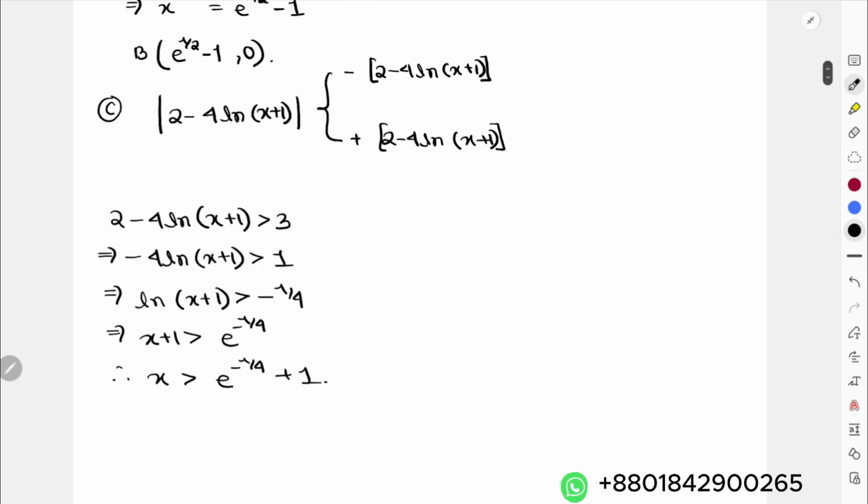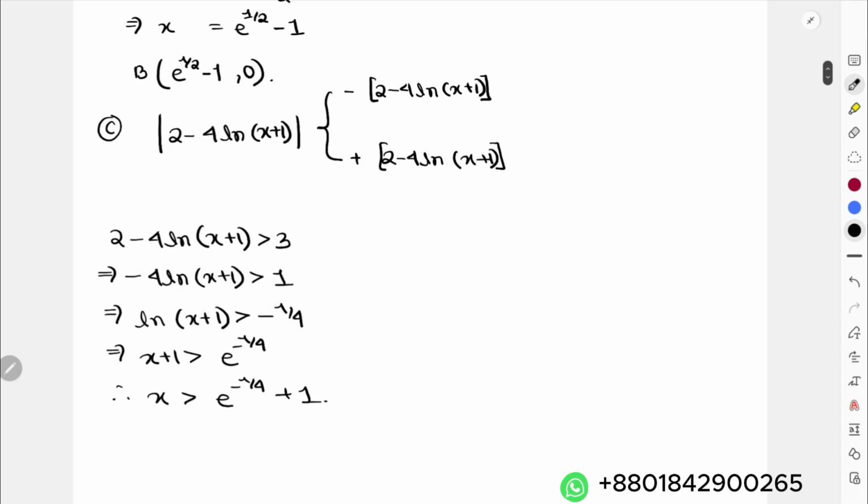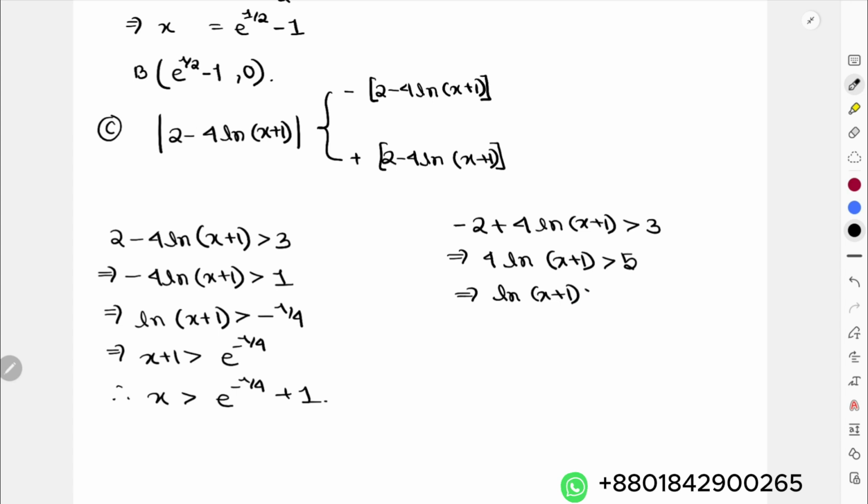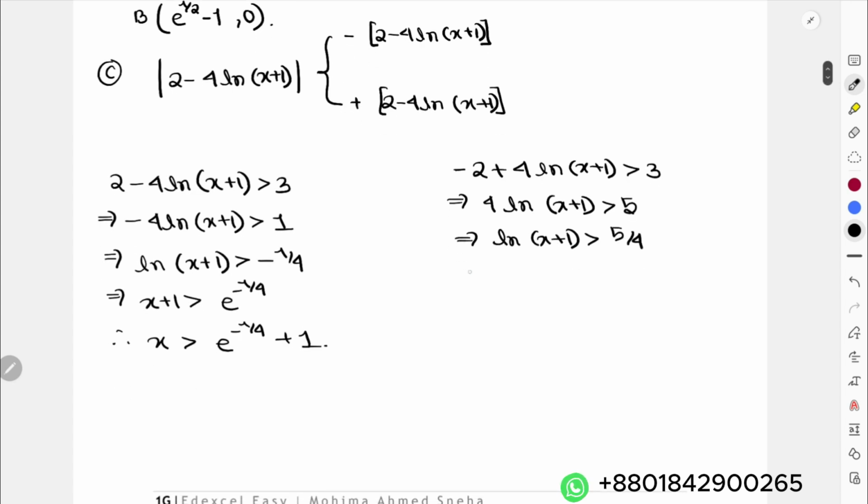Now after this you can write the equation similarly with the negative version, which is going to be minus 2 plus 4 ln(x plus 1) greater than 3. Take this 2 to the right hand side, it becomes 5. So 4 ln(x plus 1) greater than 5, and then ln(x plus 1) greater than 5 over 4, then x plus 1 greater than exponential 5 over 4, and finally you can write x greater than exponential 5 over 4 minus 1, right? So these are the two values of x over here.